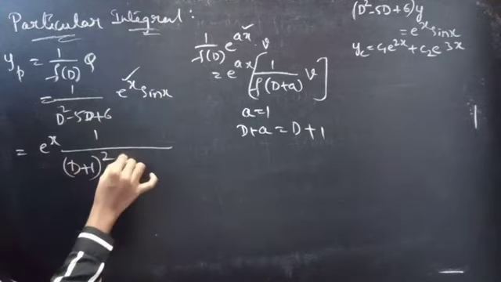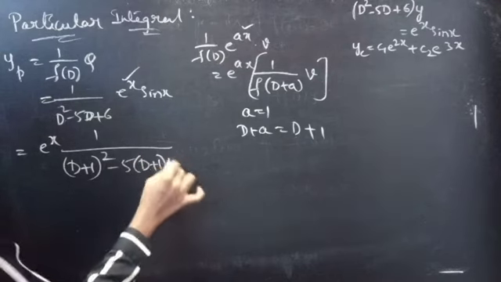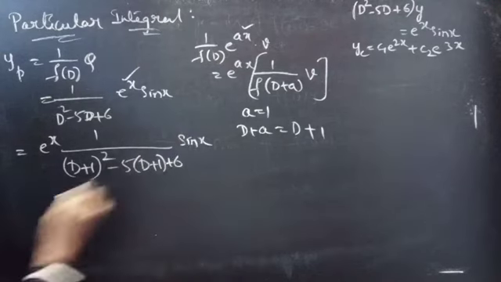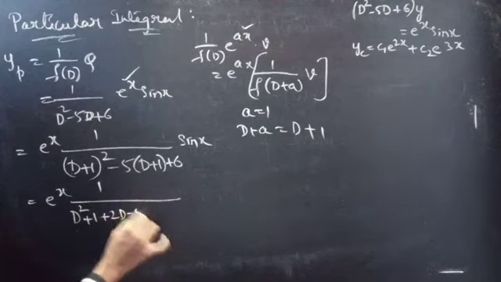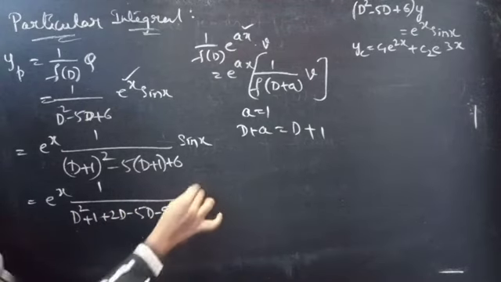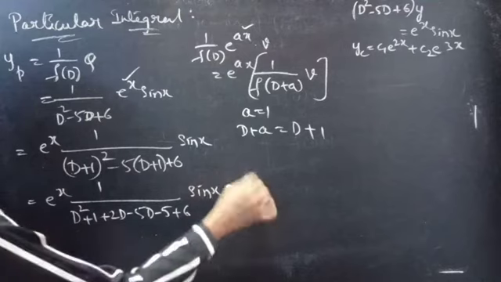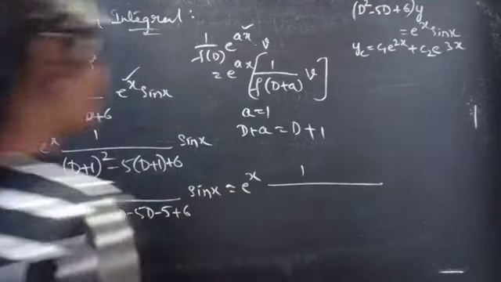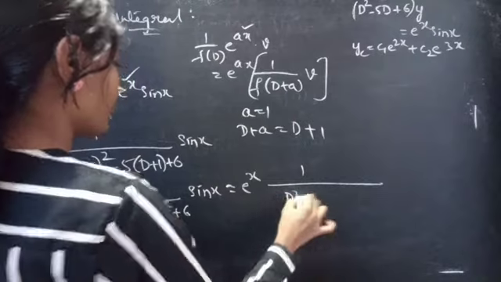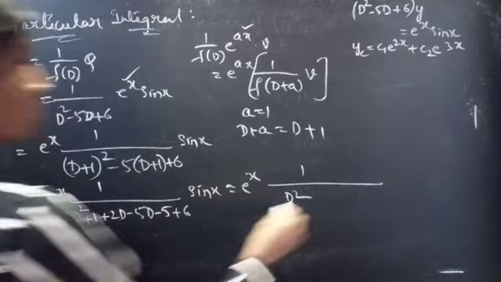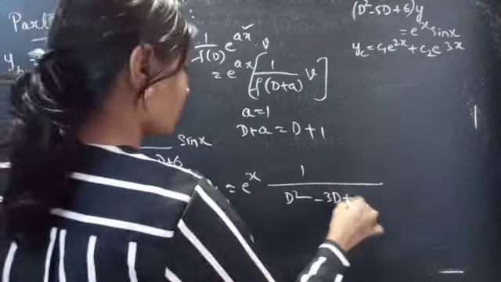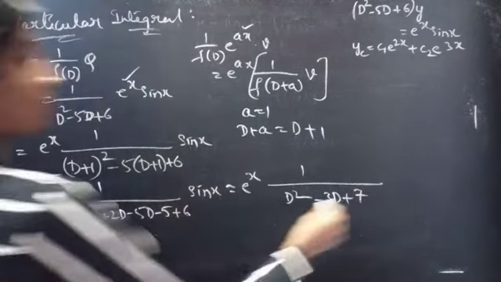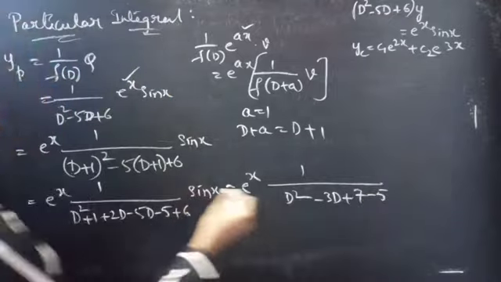We'll get (D+1)² − 5(D+1) + 6 into sin x equals e^x into 1 by expand (D+1)². We'll get D² + 1 + 2D − 5D − 5 + 6 into sin x, which equals e^x into 1 by D² − 5D + 2D is −3D, + 1 + 6 is +7 − 5, into sin x.